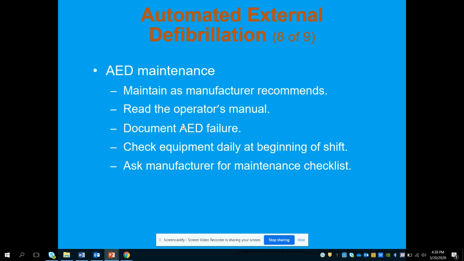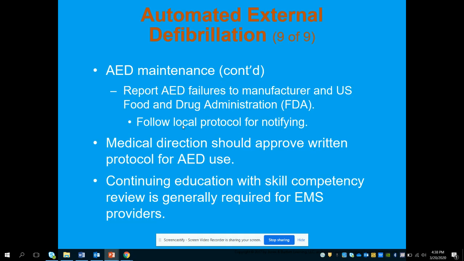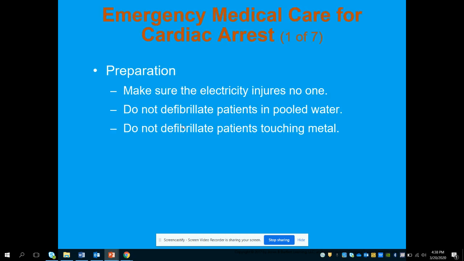We want to check this daily at the beginning of our shift to make sure that it's in good functioning order. And depending on your department's protocol would be how often you are actually doing maintenance and that type of thing. But we should at least check it and make sure the battery is good every day to make sure that we can use it if we had to.